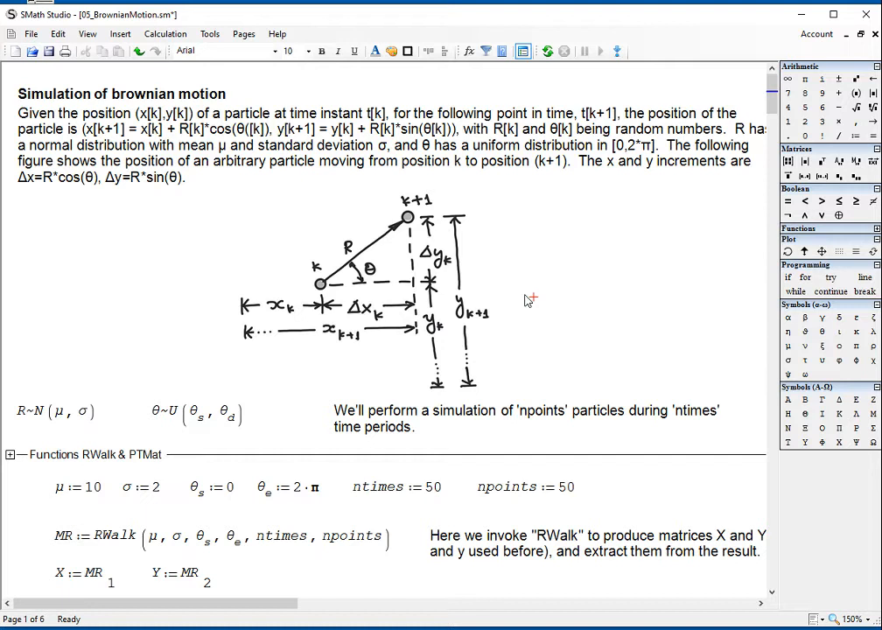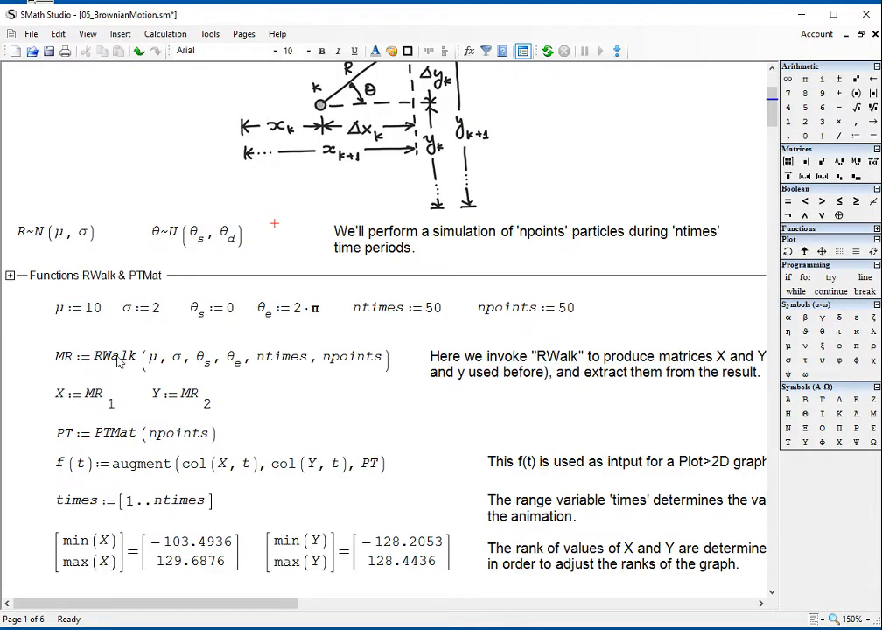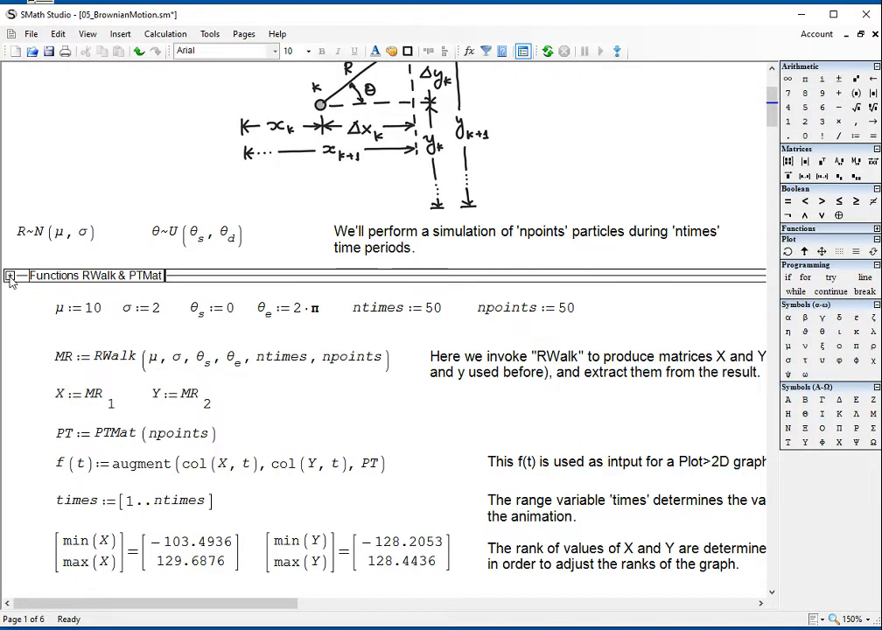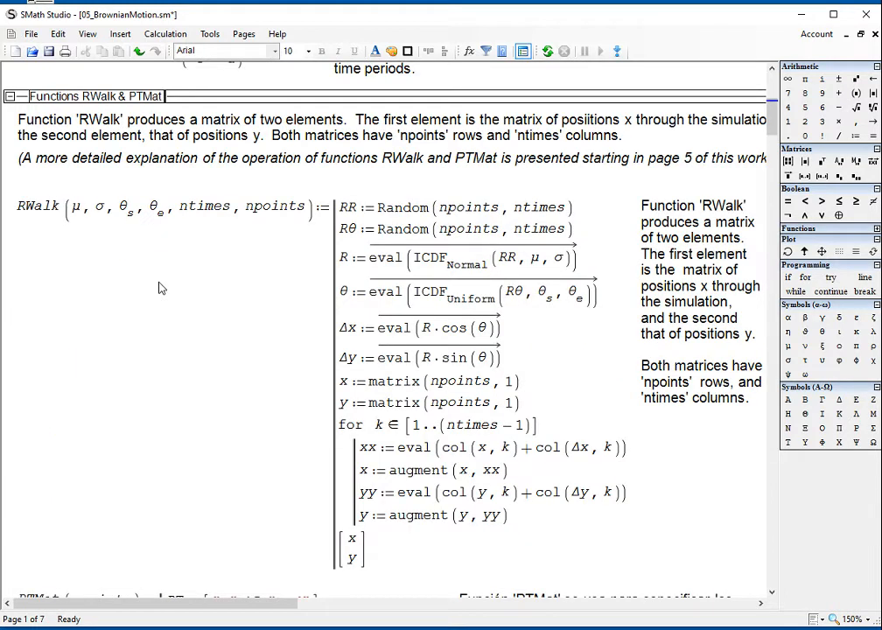We're going to assume that our distance traveled in every time step is normally distributed with a mean mu and a standard deviation sigma, whereas the direction chosen for the motion is uniformly distributed in the circle, or in the directions starting at an angle theta sub s, ending at an angle theta sub d. I have a couple of functions here that I'm going to use to simulate that motion. Let me tell you about them.